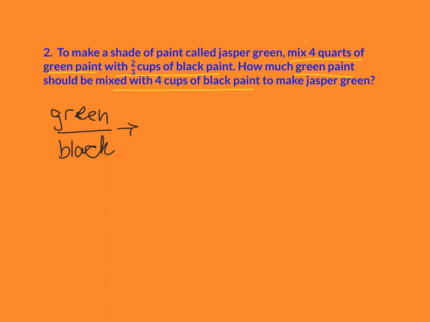They gave us a ratio of 4 quarts green to 2/3 cups of black paint. And they know that we are going to be using 4 cups of black paint. So 4 goes on the bottom. X is what's missing. I'm going to be cross-multiplying to be finding the answer here.